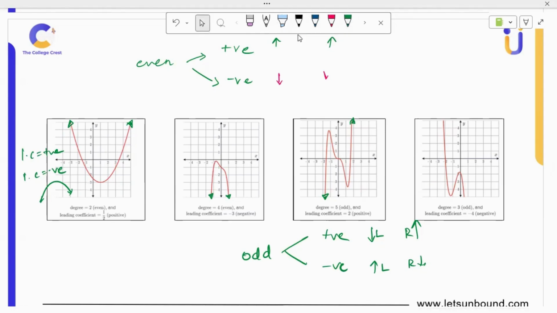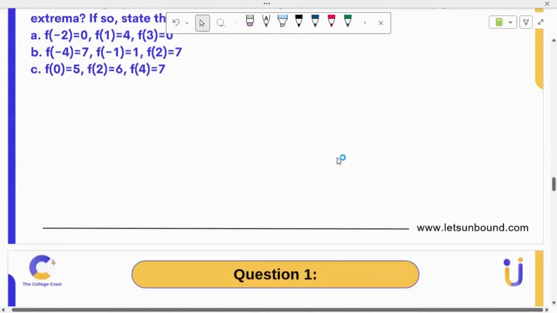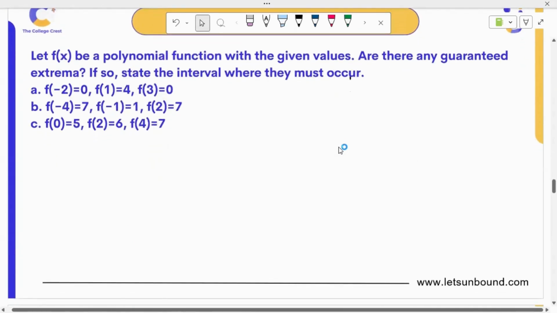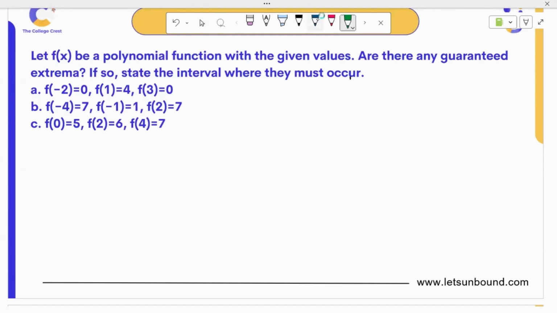Okay. Now we are moving to the first question. Let f of x be a polynomial function with the given values. Are there any guaranteed extrema? If so, state the interval where they must occur. We learned a fact, right? If it crosses the x-axis, then an extremum is guaranteed. Correct? So let's try this.